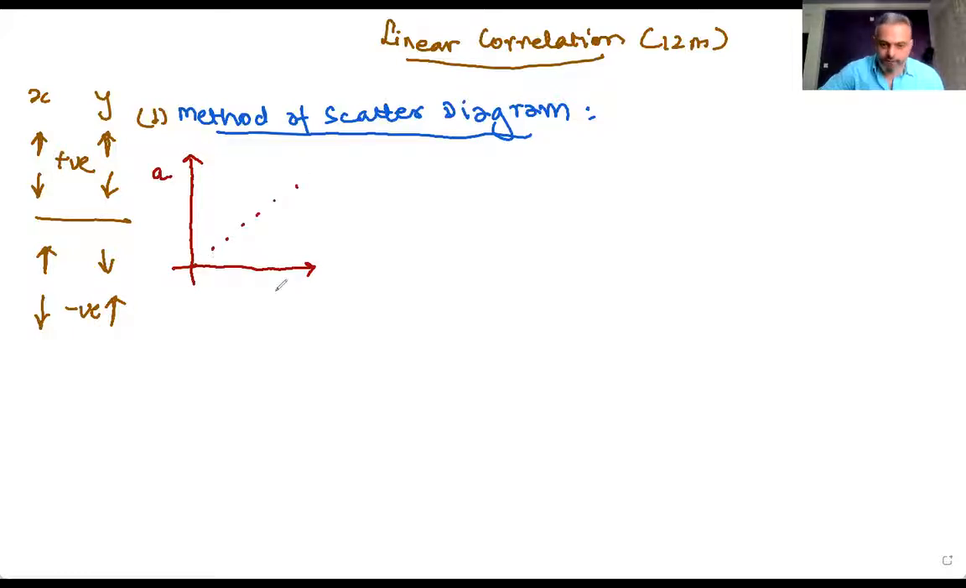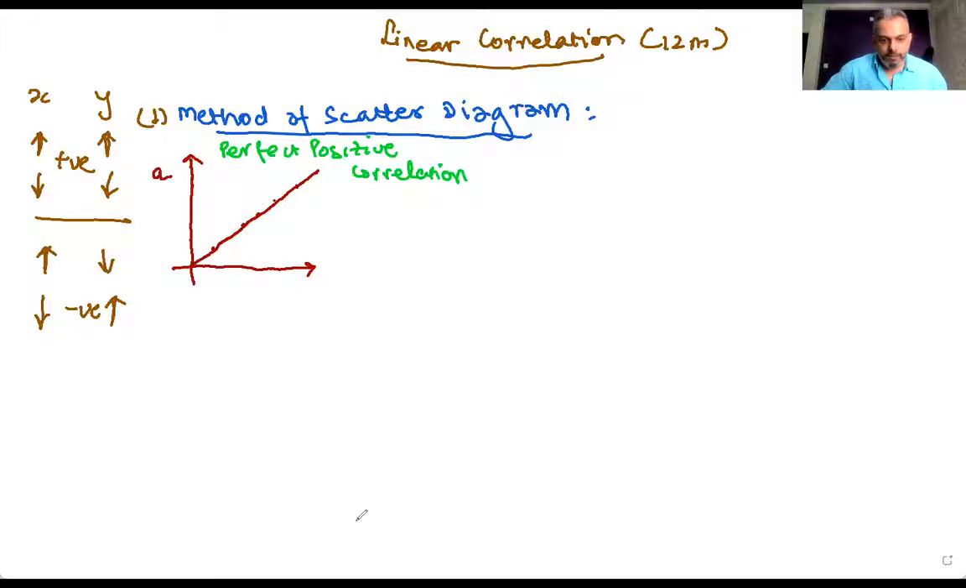So if we get a straight line like this, it means what? It is a positive correlation. So if a perfect straight line is there, we would call it perfect positive correlation.